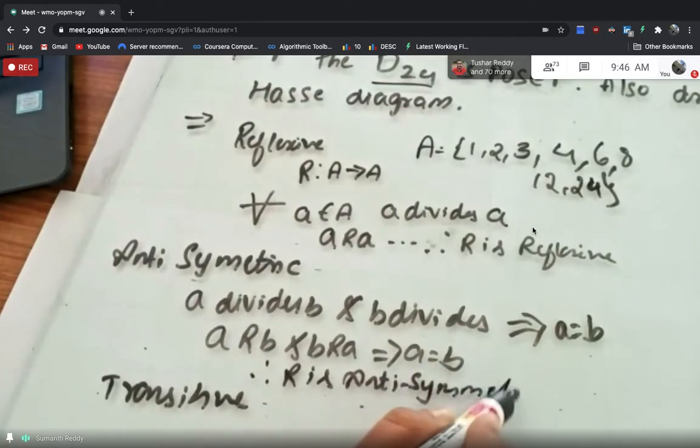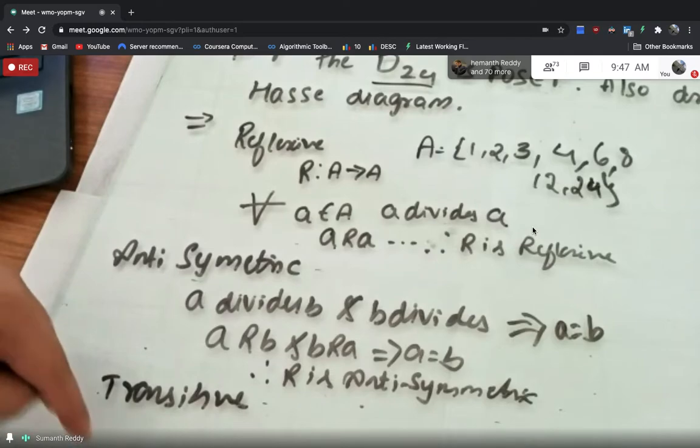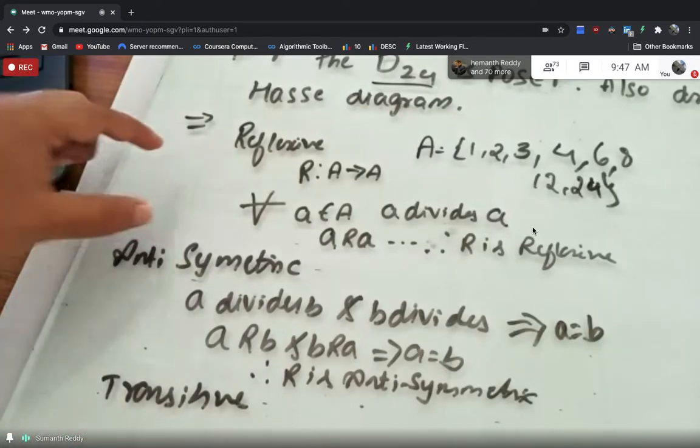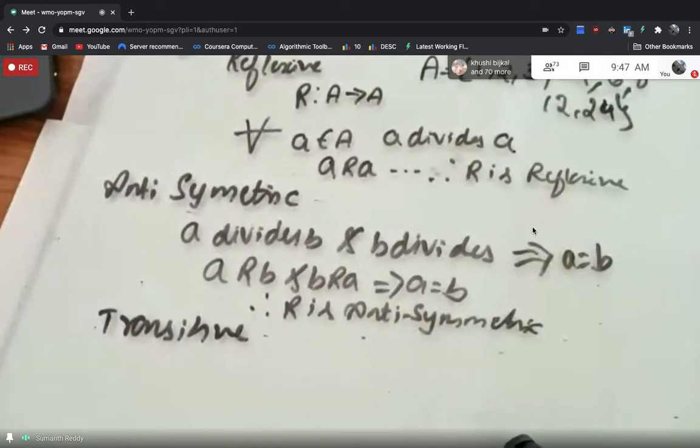Students, again I'm telling you, if you are getting confused, no need to worry. As I have already told you, in the exam they will ask you about either the divisibility relation or the subset relation. In the case of the divisibility relation, you need to check the reflexive, anti-symmetric and transitive properties. If you just write the definitions of the reflexive, anti-symmetric and transitive properties, it is sufficient. The divisibility relation and subset relation will satisfy the anti-symmetric property anyhow.